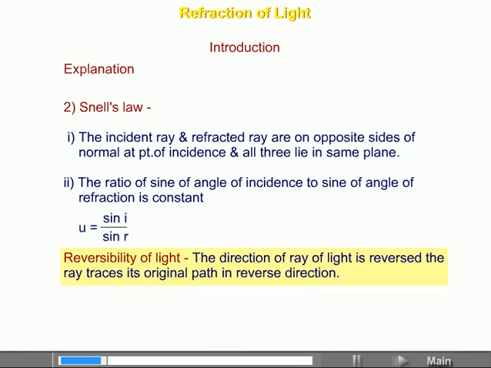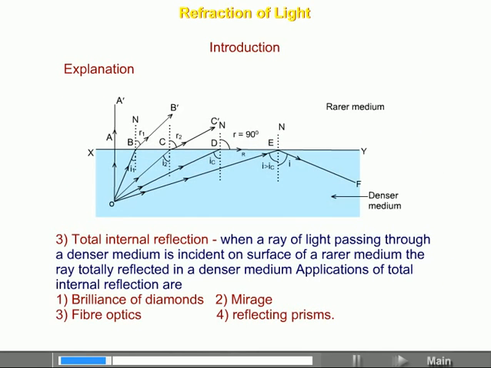Reversibility of light. If the direction of a ray of light is reversed, the ray traces its original path in the reverse direction. Total internal reflection. When a ray of light passing through a denser medium is incident on the surface of a rarer medium, the ray is totally reflected in the denser medium. Applications of total internal reflection are brilliance of diamonds, mirage, fiber optics, reflecting prisms.